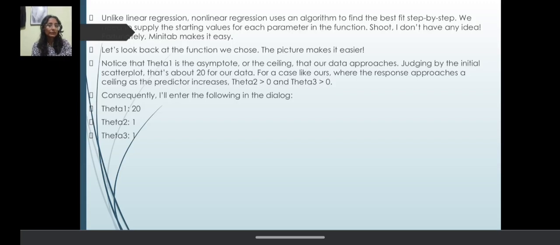Let's look back at the function we chose. The picture makes it easier. Notice that theta 1 is the asymptote or the ceiling that our data approaches. Judging by the initial scatter plot, that's about 20 for our data. For a case like ours, where the response approaches a ceiling as the predictor increases, theta 2 is greater than 0 and theta 3 is greater than 0. Consequently, I'll enter the following in the dialog. Theta 1 is 20, theta 2 is 1, theta 3 is 1.